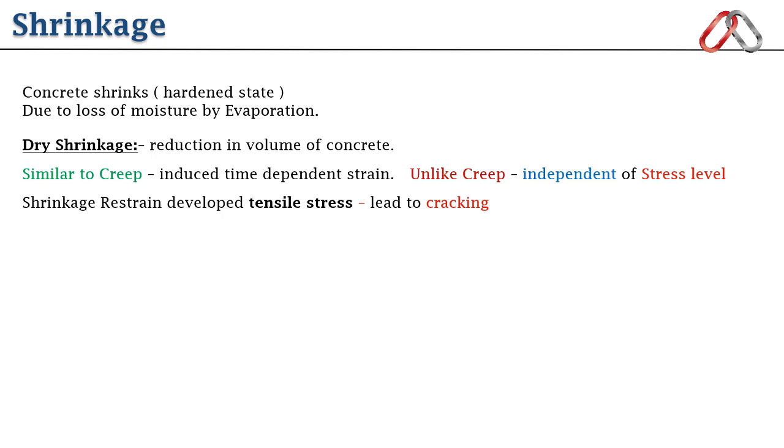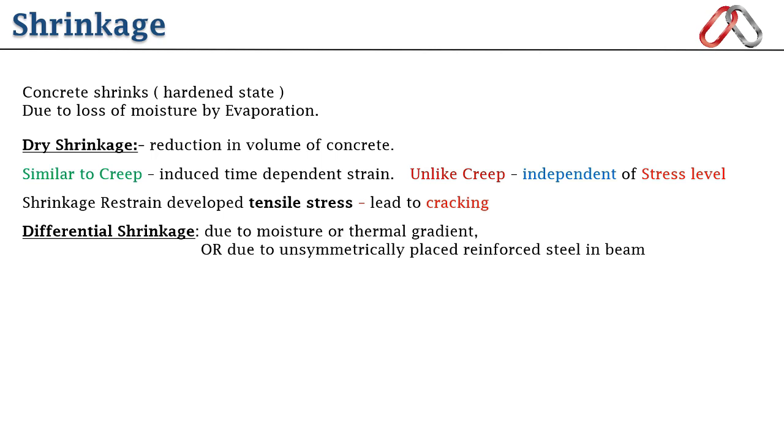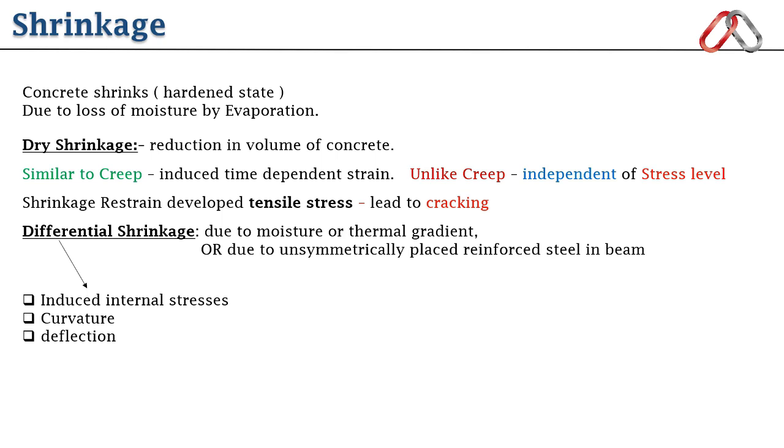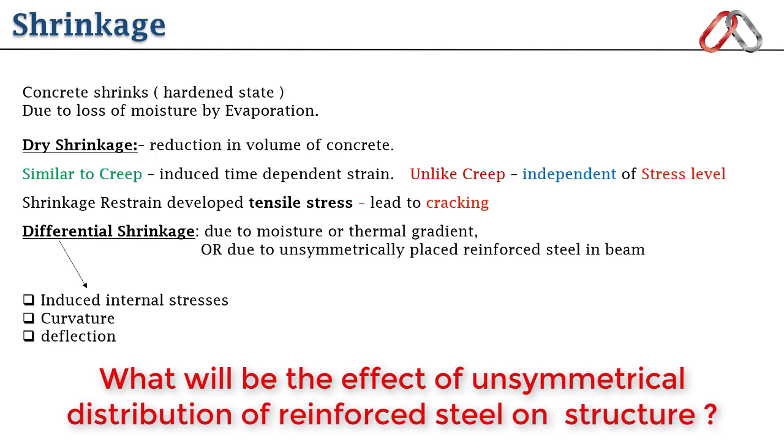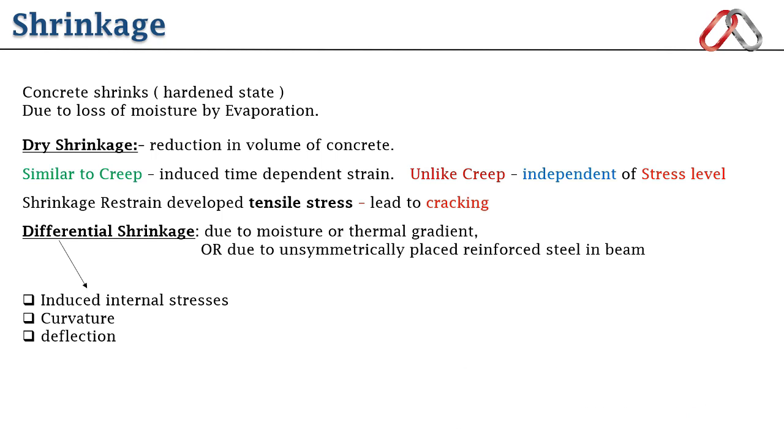There is one more concept related to shrinkage. It is known as differential shrinkage. There are two main reasons for this type of shrinkage: the temperature variation, or we can say moisture or thermal gradient, and another one is unsymmetrical distribution of reinforcement in the beam. Due to differential shrinkage, internal stresses are induced, and the main result comes in the form of curvature and deflection of the structural element. There are questions asked in competitive exams: what will be the effect of unsymmetrical distribution of reinforced steel? And the simple answer is differential shrinkage.